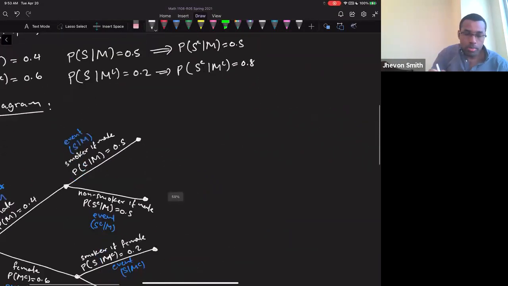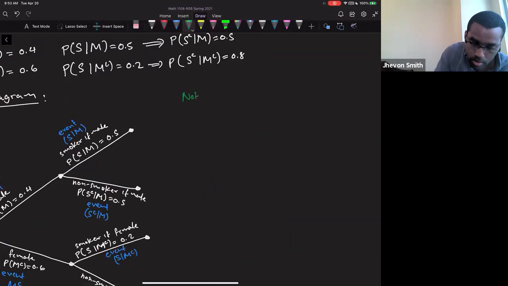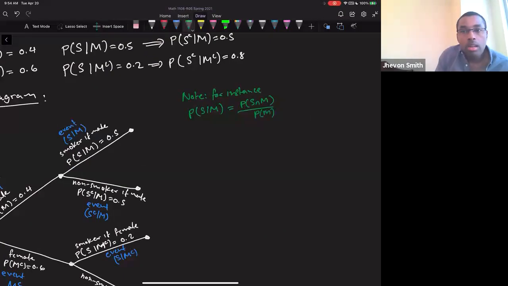Now, here's something that you can note. For instance, if I were to look at the probability of S given M, right? Well, that's going to be the probability of S and M over the probability of M, right? So this actually means that I can write the probability of S and M equals the probability of S given M times the probability of M, right? It turns out the AND probability can be thought of as a product of those two probabilities. And that's actually true whether they're independent or not, by the way. So that is somewhat of a general formula for the AND. That's always going to be true.